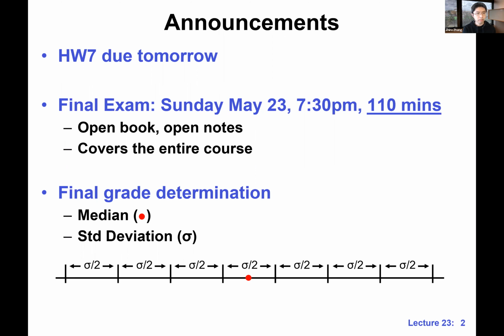I already mentioned we are going to do a curve, where we look at the median. So right now, this is the median, the red dot. I already mentioned that right now it's trending towards B plus. This is my grading grid. Each grid, or each interval, is half sigma. Sigma is the standard deviation that you can find on Piazza.